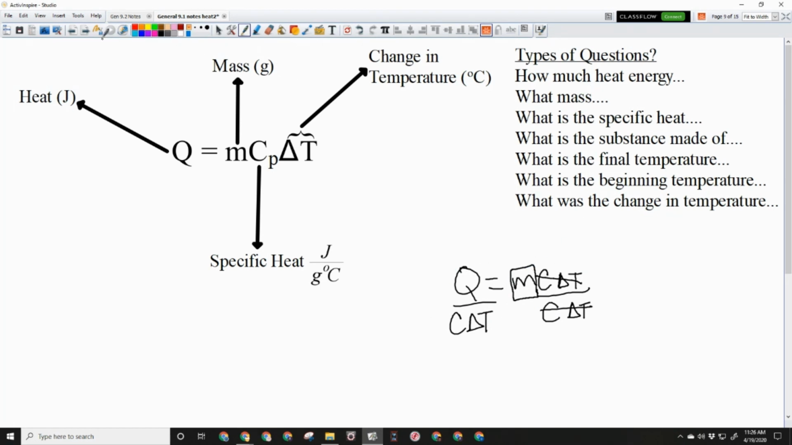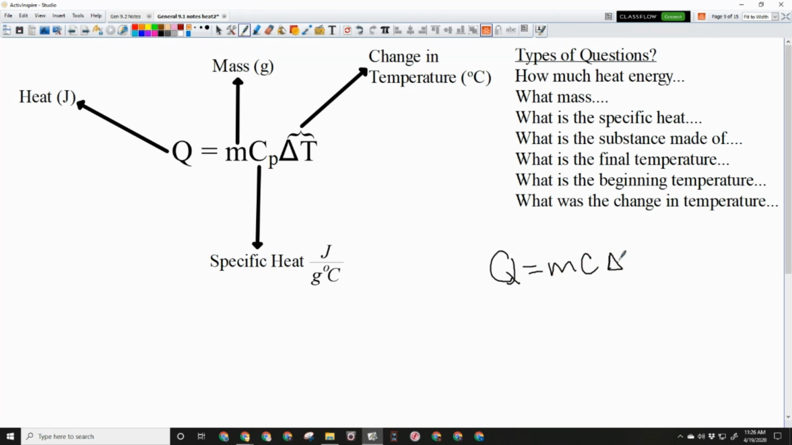What is the specific heat? Same thing. If we start out with Q is equal to MC delta T, and we divide both sides by M delta T, we're going to get C. So it's just a rearranging. What is the substance made of? That again is solving for specific heat, because remember I told you every substance has its own specific heat. So if we solve for specific heat, we can look this up on a chart. You'll be given a chart with a bunch of materials listed out, and whatever number matches what's on that chart, that's what that material is made of.